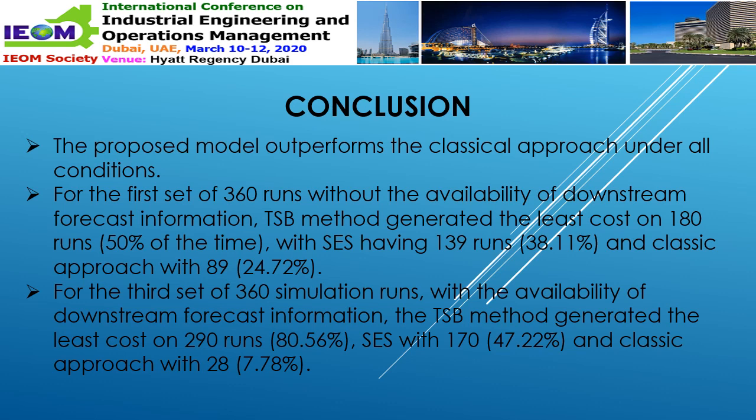24.72%. For the third set of 360 simulation runs with the availability of downstream forecast information, the TSB method generated the least cost on 290 runs, followed by SES with 170 and the classic approach with 28.